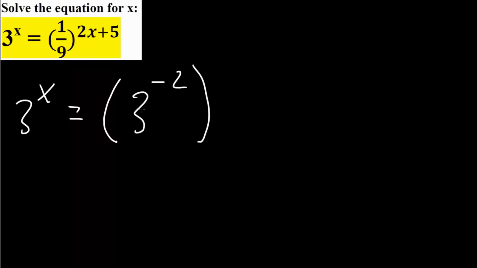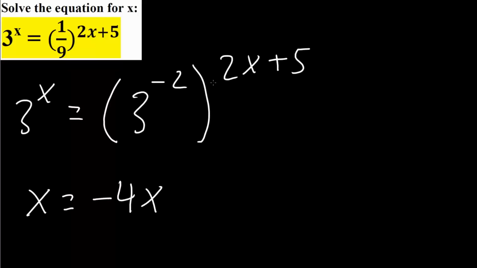So here the base is 3. So 3 raised to x is equal to, we have 1 over 9. Instead of saying 1 over 9, we could say 3 raised to negative 2. We're choosing 3 because we want a common base. We have a 3 here, so we want a 3 here. And raised to 2x plus 5. So this would be x is equal to negative 2 times 2x is negative 4x. Negative 2 times 5 is negative 10.